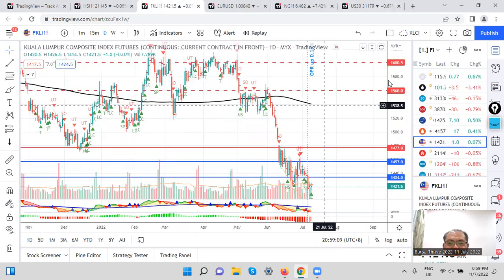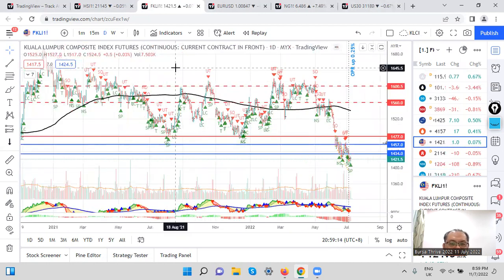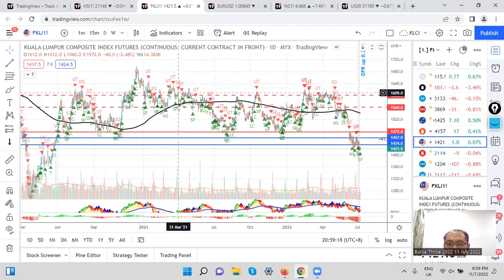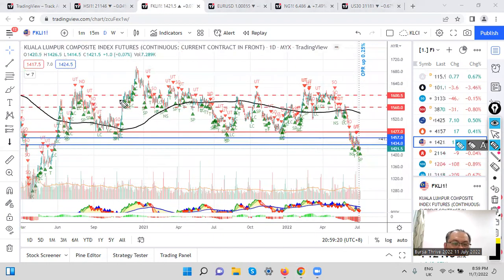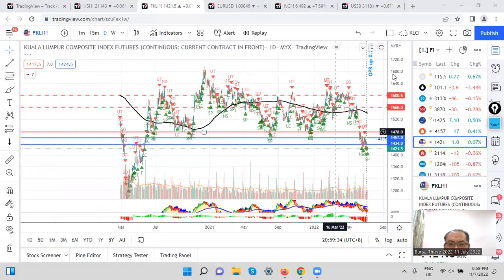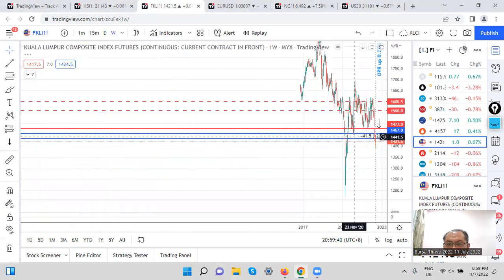Malaysia also is not looking great, because our economy has been hovering here for quite a long time already. Hovering here is actually not that good, because an economy cannot hover too long in one place. Let me show you a little bit here. I make it a weekly chart.